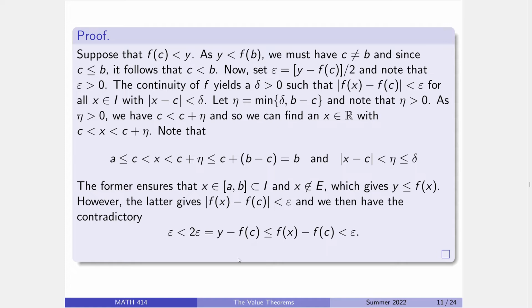But then we get the following favorite contradiction. Epsilon, note, it was always less than 2 epsilon. 1 is less than 2, and epsilon is strictly positive, so multiply it across. 2 epsilon, as chosen, is y minus f of c. Y, as we just noted, is less than or equal to f of x, and f of x minus f of c is less than epsilon, and hey, epsilon is strictly less than itself. Oof, I'm a goof.